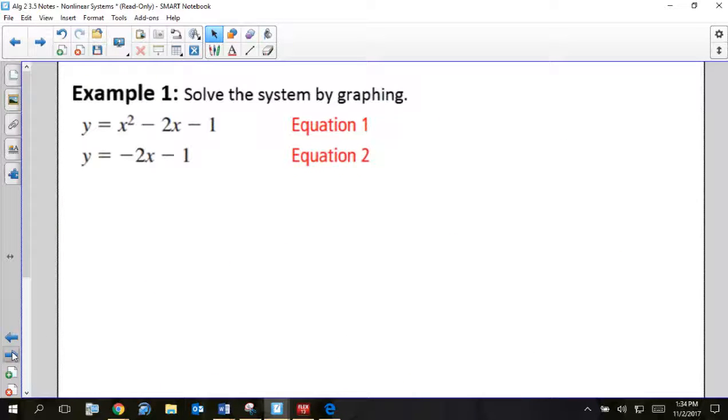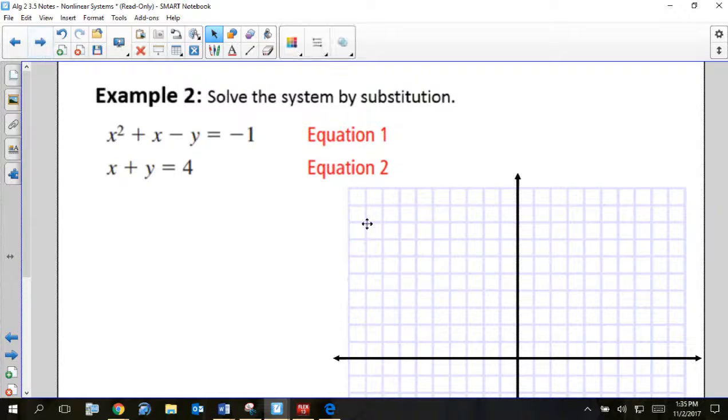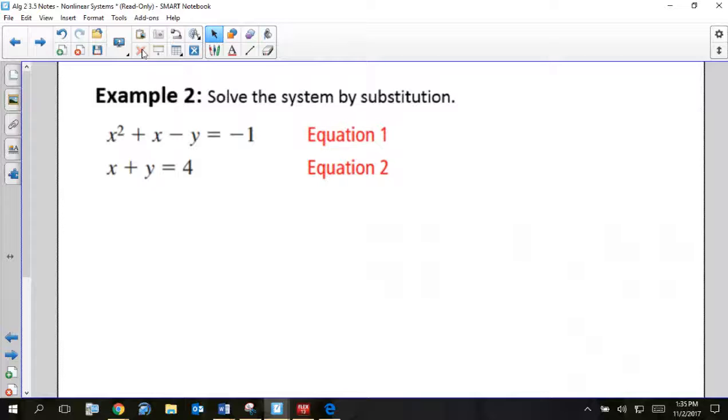Example 1 says solve the system by graphing. We just practiced that, so we're going to skip example 1. We're going to jump to example 2, which says solve the system by substitution. So we are now reviewing substitution, which we did in chapter 1.